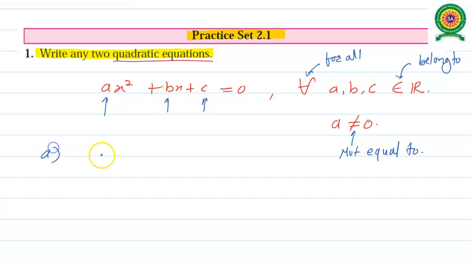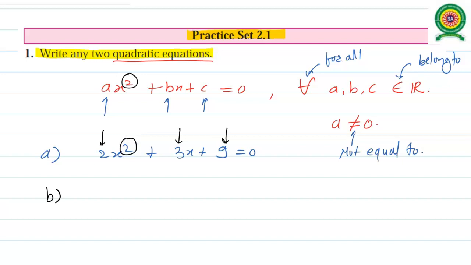I would like to take firstly 2x² + 3x + 9 = 0. It is a quadratic equation in x, where a becomes 2, b becomes 3, c becomes 9, and the highest power, be focused on the highest power of the variable, is 2. That's why it is a quadratic equation.